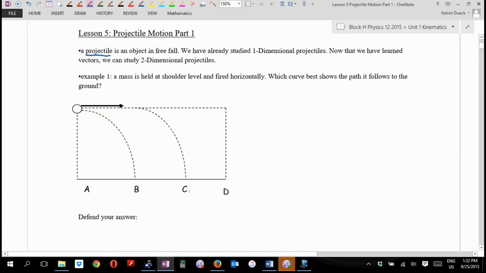Once again, because there are four options, we're going to vote. Once again, how high you hold your hand up is how sure you are of the answer.